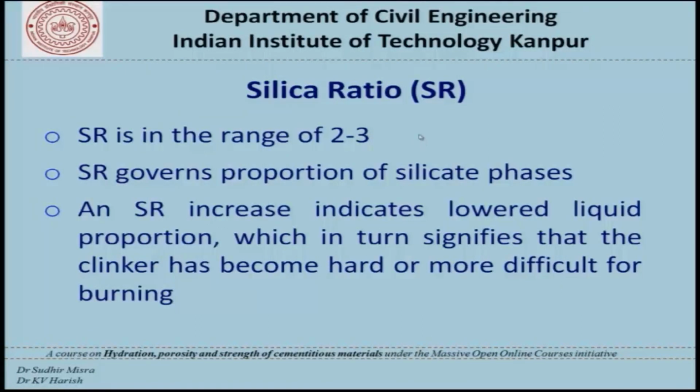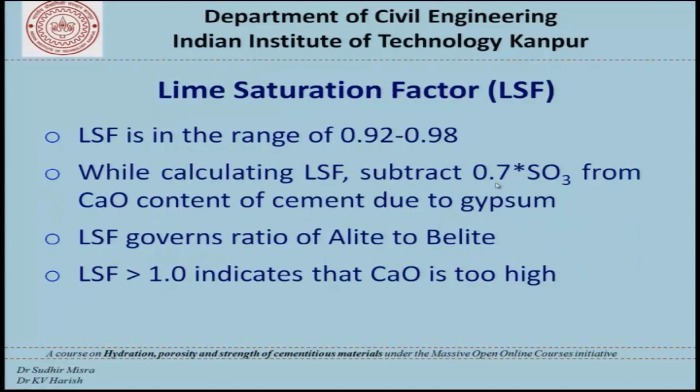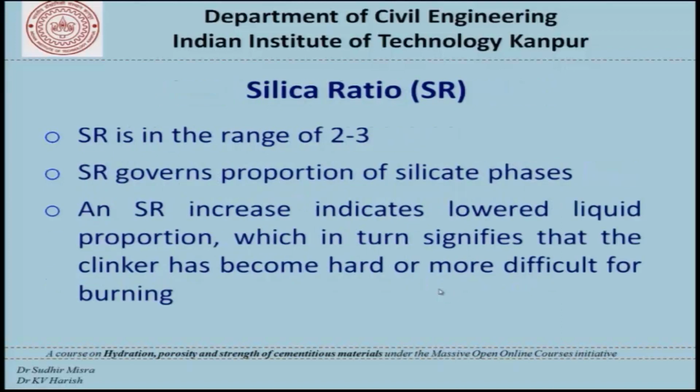Now the second one is silica ratio, and this has to be in the range of 2 to 3. The importance of silica ratio is that it governs the proportion of silicate phases. This is a little different from what we have seen here, where LSF indicates just whether the calcium oxide is too high or low, whereas here it indicates the proportion of silicate phases. An increase in SR indicates that the liquid proportions are generally lower, which in turn signifies that the clinker is very difficult to burn.